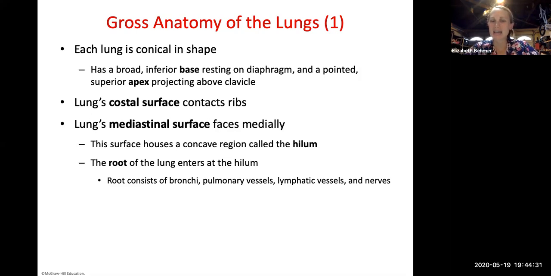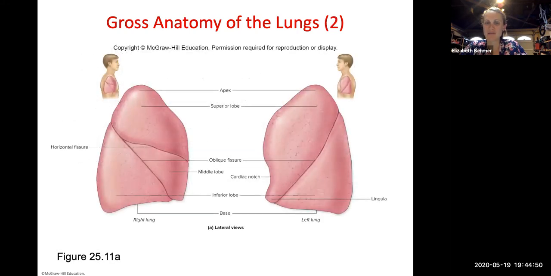The mediastinal surface faces medially, and this surface houses a concave region called the hilum. The root of the lung enters at the hilum of the lung, and that consists of the bronchi, the pulmonary vessels, so your pulmonary artery and vein, any lymphatic vessels, and all the nerves. So this is a look at the lungs.